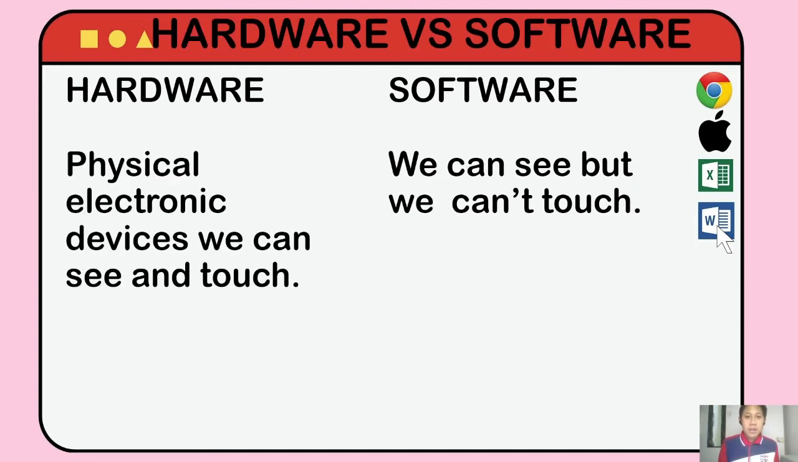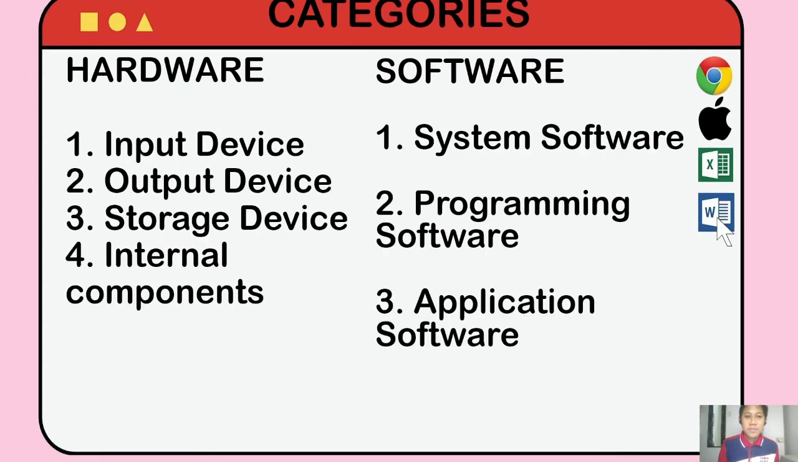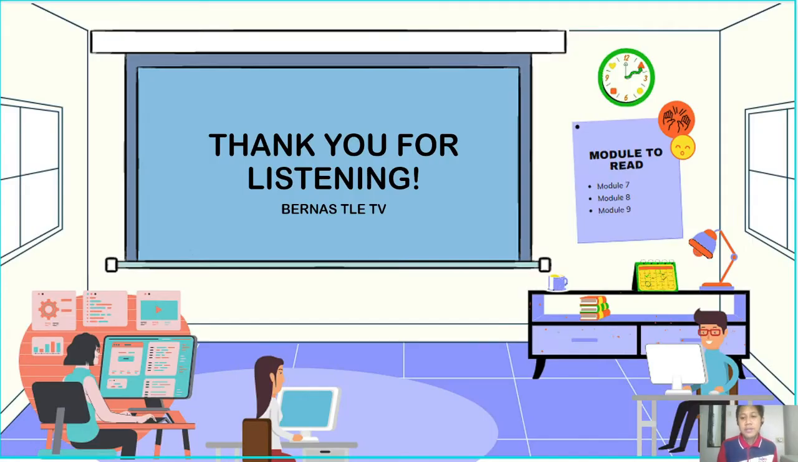Then, in terms of tangibility, ang hardware nahahawakan mo. Ang software, nakikita mo lang through your screen pero hindi mo yan nahahawakan. Then, we also have the categories. Ang hardware may input, output, storage devices, and internal components. Ang software ay may system software, programming software, and application software.